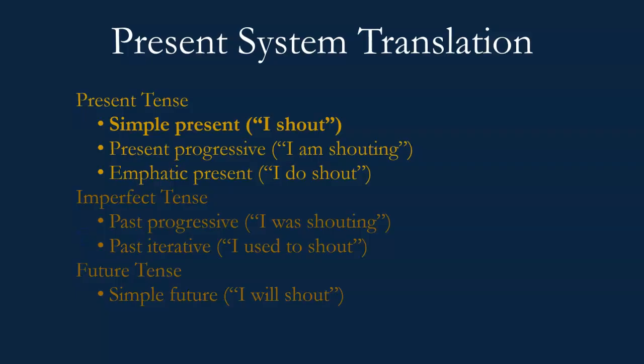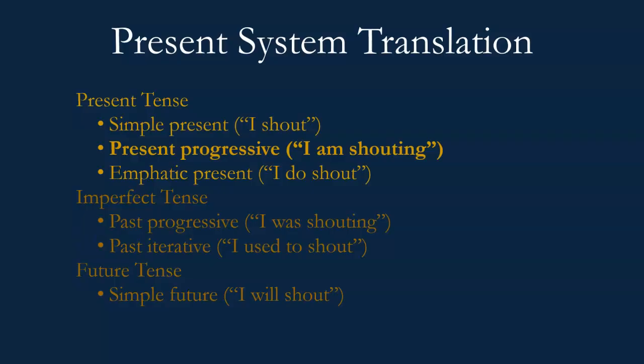The second way to translate the present tense is the present progressive. I am blanking, you are blanking, he, she, it is blanking. We are blanking, y'all are blanking, they are blanking. The present progressive translation of clamas would be you are shouting.